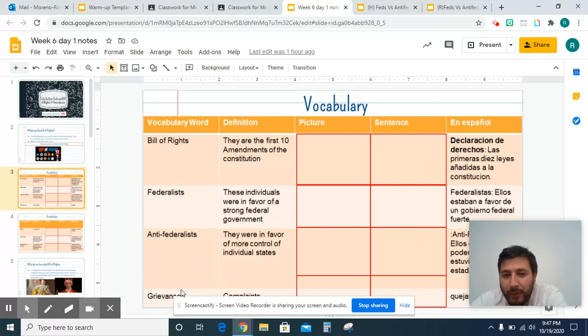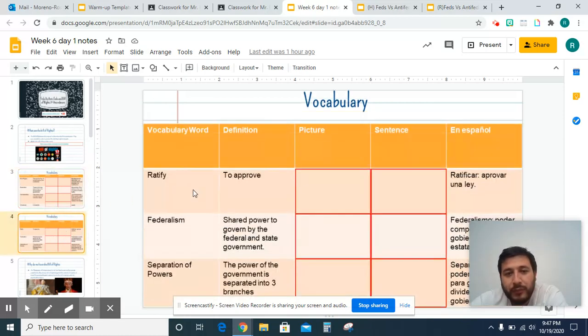So if you remember from your other lessons about how we got to the Declaration of Independence, you can remember the grievances, okay? All right, so next vocabulary, the first one is ratify, okay? And that just means to approve, okay?